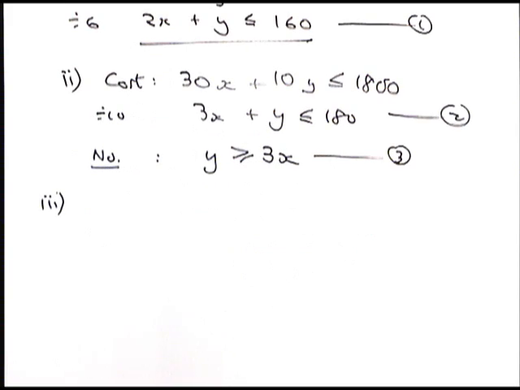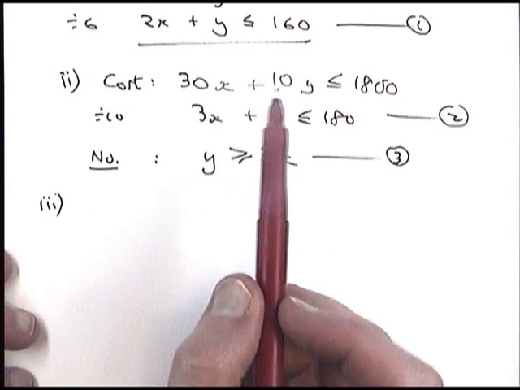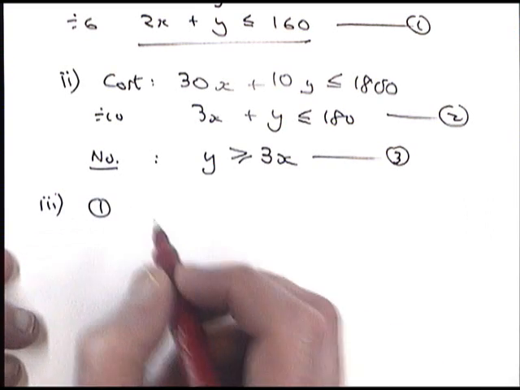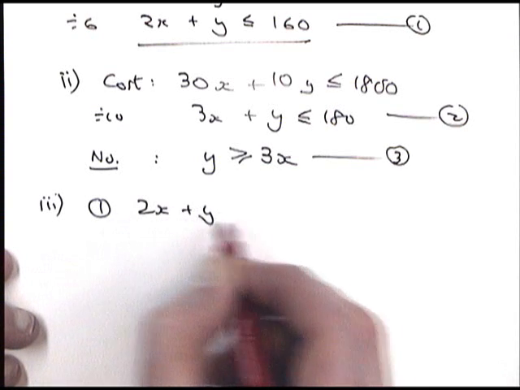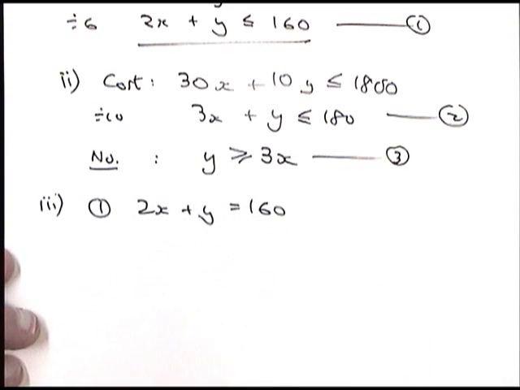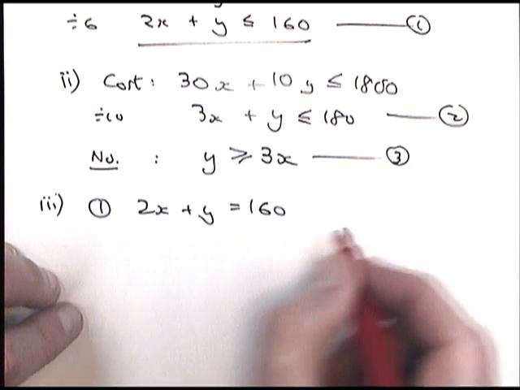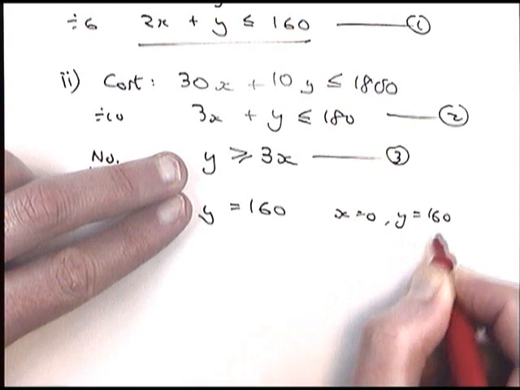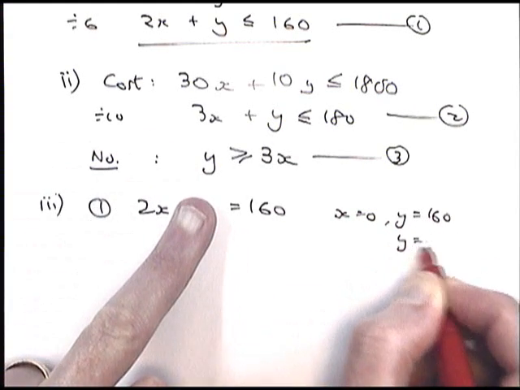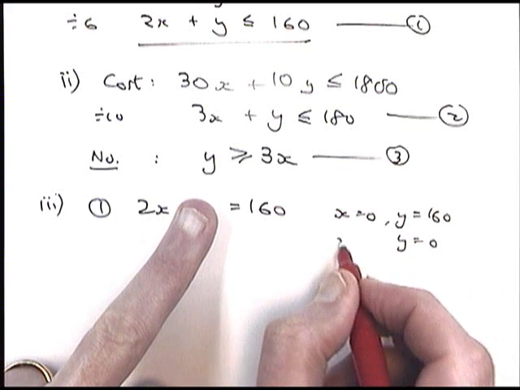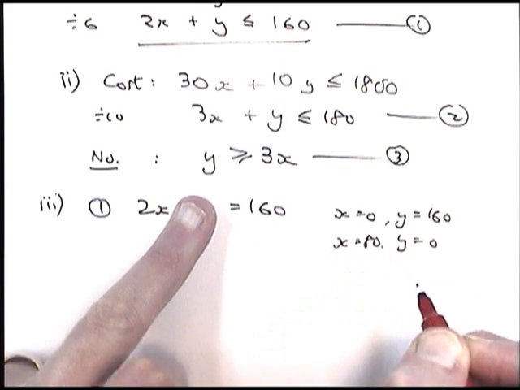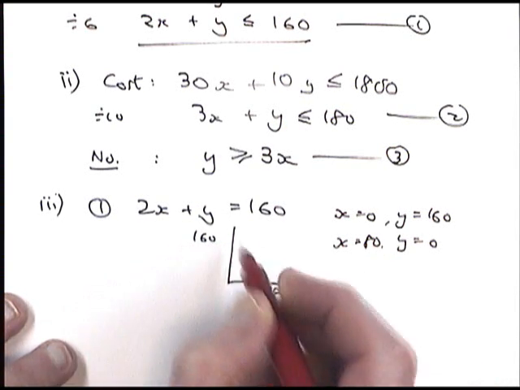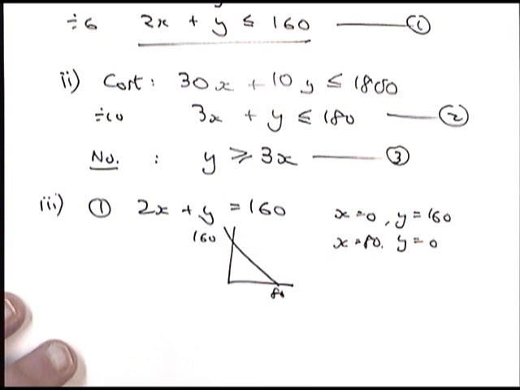Part 3 is about producing the graph. I've labelled the 3 constraints we've got at the moment, constraints 1, 2 and 3. And for each one we need to work out how we can draw it on the graph. The first one, 2x plus y, I'll put an equal sign in there for the moment just to get the line, as 160. If you cover the x's up so there are no x's, y is 160. If you cover the y's up, so y is equal to 0, 2x is 160, so x must be 80. So that line will go through 160 on the y-axis and 80 on the x-axis, and will look like that.